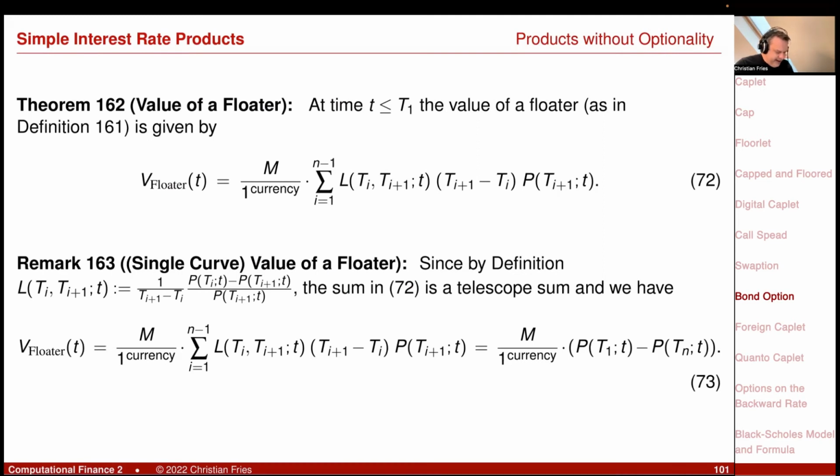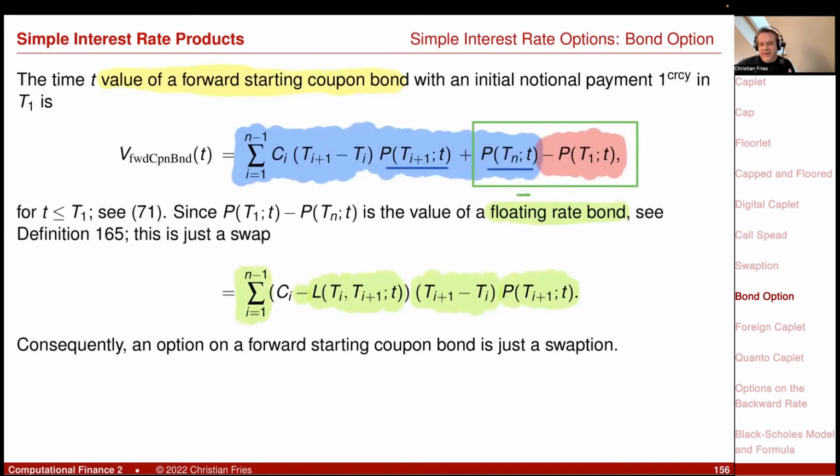So it's actually this line here that we have P(T1) minus P(TN) is the sum of L times period length times the bond at the end of the period. And the other part is the payment of the fixed coupon here, which is also now a sum, the period length and the zero coupon bond. So you see the value of my forward bond, so that was the yellow block where I have the option on, is actually the value of a swap.